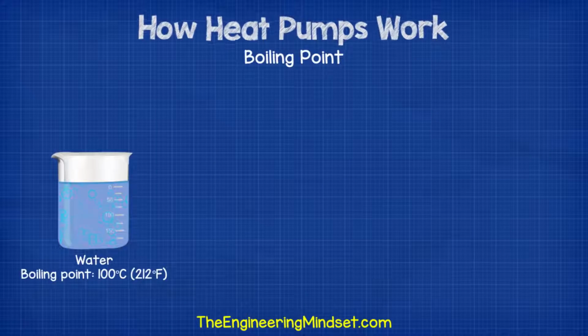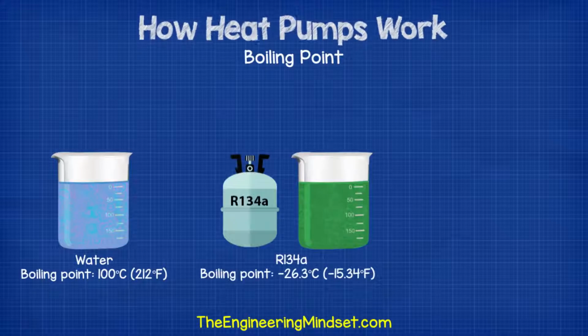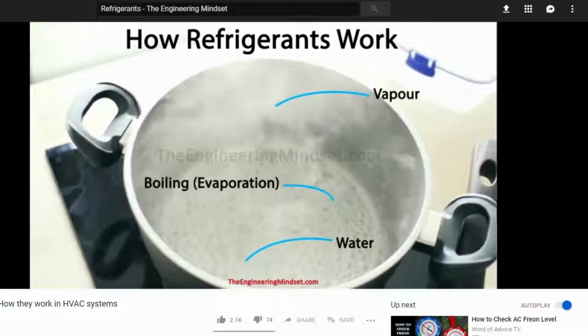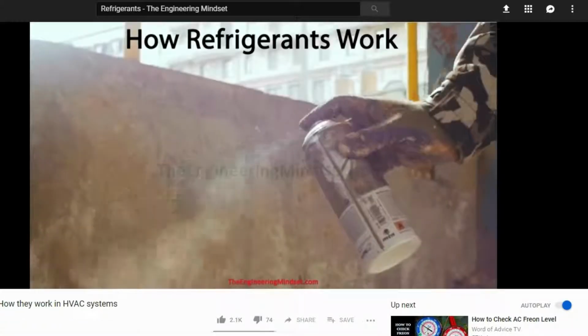As an example, we know that water will carry thermal energy away as steam when it boils, and we know that it boils at 100 degrees Celsius or 212 degrees Fahrenheit. Well, if we then look at some common heat pump refrigerants, R134A for example, has a boiling point of minus 26.3 degrees Celsius or minus 15.34 degrees Fahrenheit. Refrigerant R410A has a boiling point of minus 48.5 degrees Celsius or minus 55.3 degrees Fahrenheit. So it's very easy to extract thermal energy even at very low outdoor temperatures. We've covered how refrigerants work also in a previous video. Again, links to that can be found in the video description below.